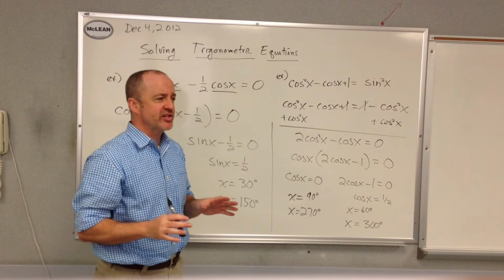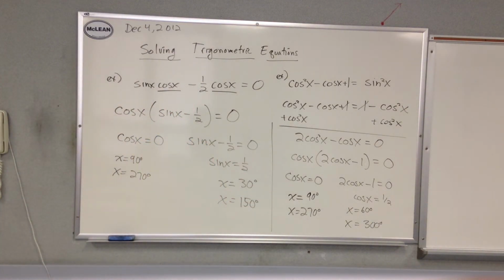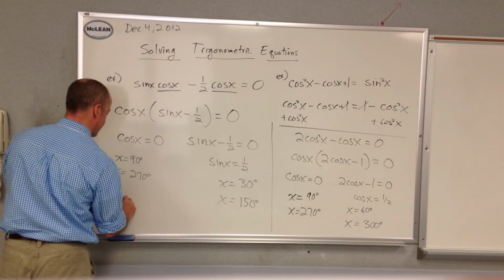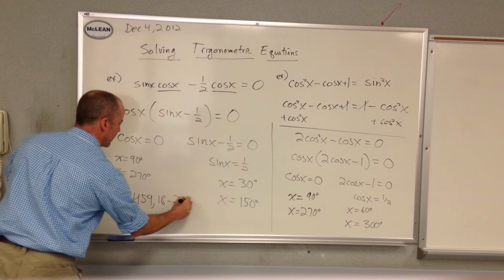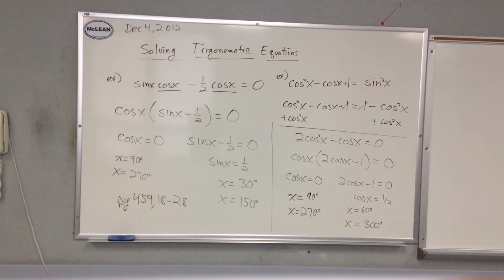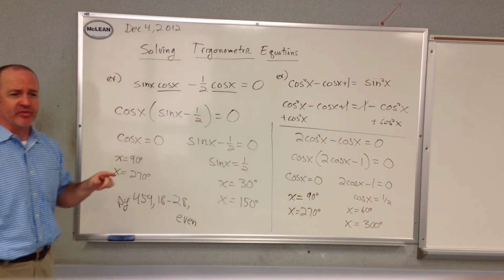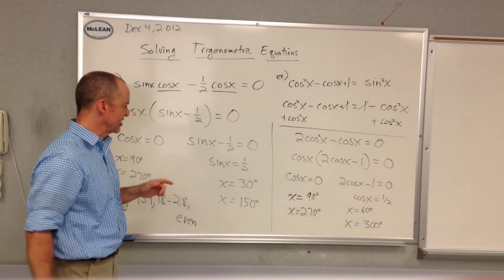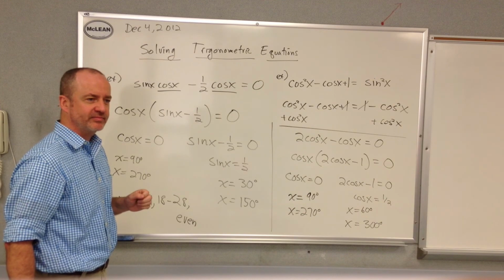Okay, ignore the directions for tonight for the equations I've assigned, which is page 459, 18 to 28, let me double check that. 18 to 28 even. Find all the answers between 0 and 360. I don't think that's what the directions say, but that's what I want you to do with those equations. Does that make sense? Yeah.